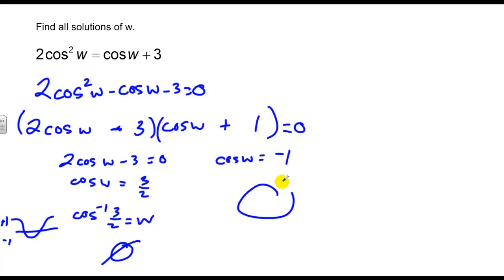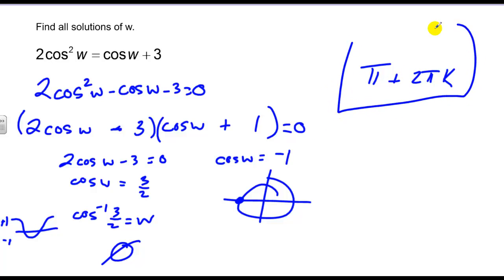But here I can find out where an x value is -1. Happens to be right here. So my solution would be at pi plus 2 pi k. Because every time you go around again, you'll get that solution.